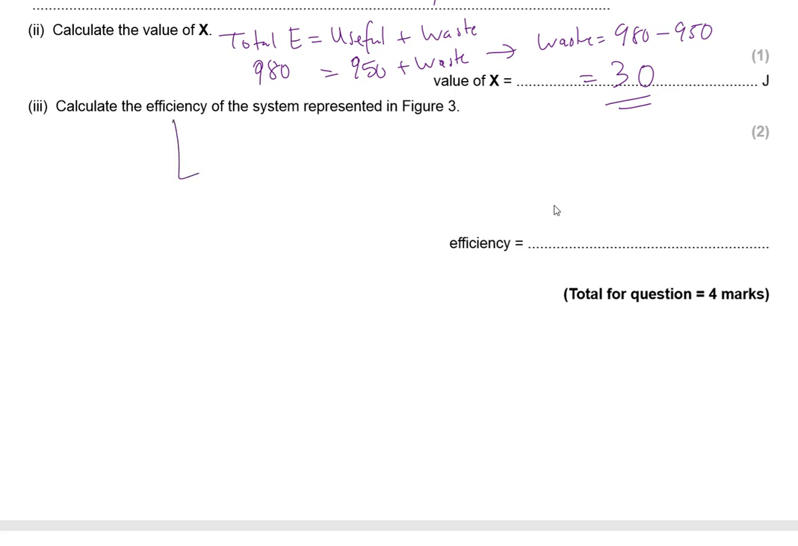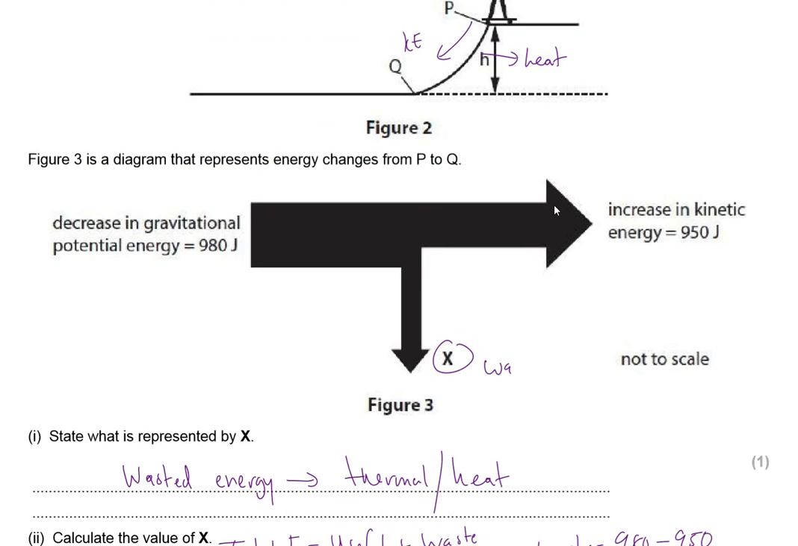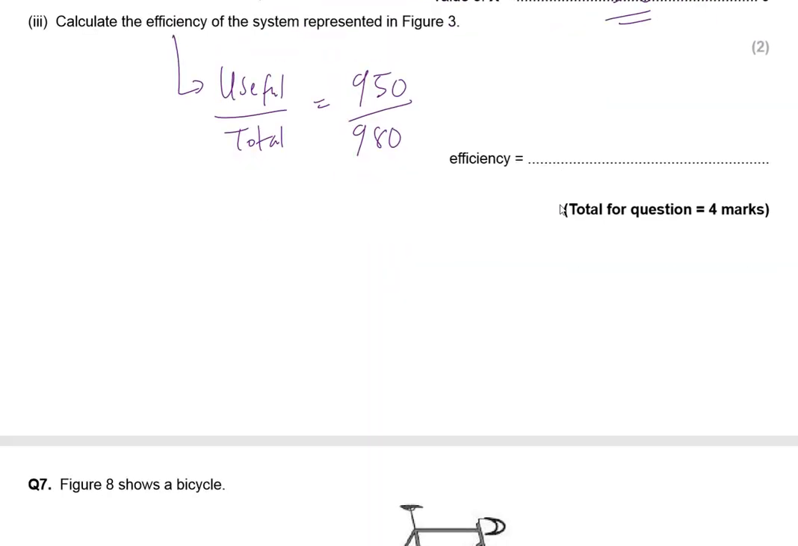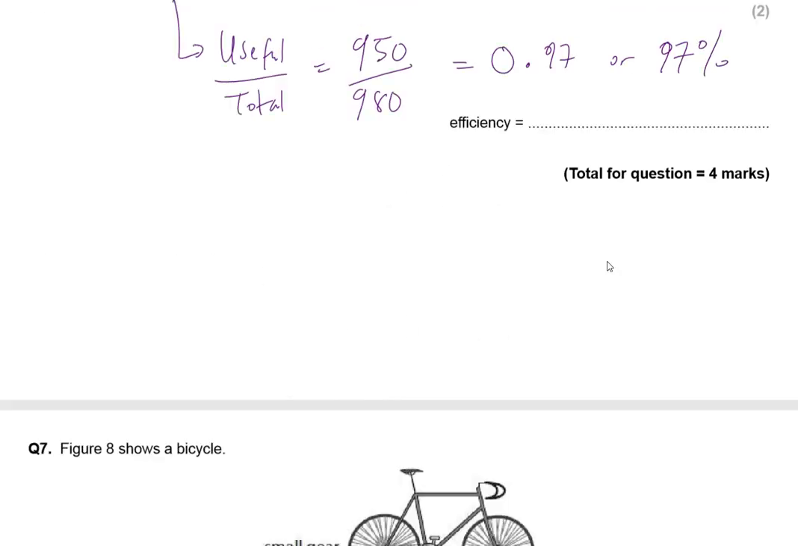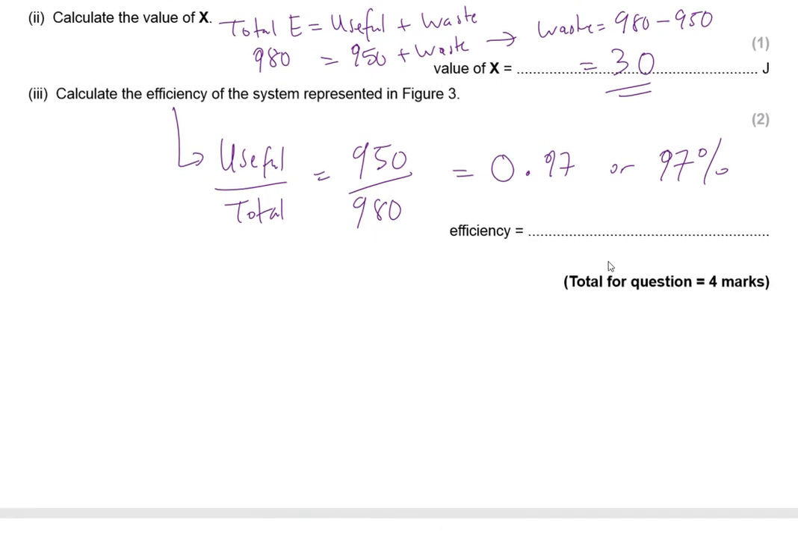Now the efficiency equation is useful over total. Useful is 950 divided by total is 980. The total, look, the total is always the one that goes in. The useful is always on the top, and the waste is always down. Okay, and then this will give me 0.95 or 97%. Okay, so either way, it doesn't matter. Whichever way you want to write it down, this one doesn't matter.